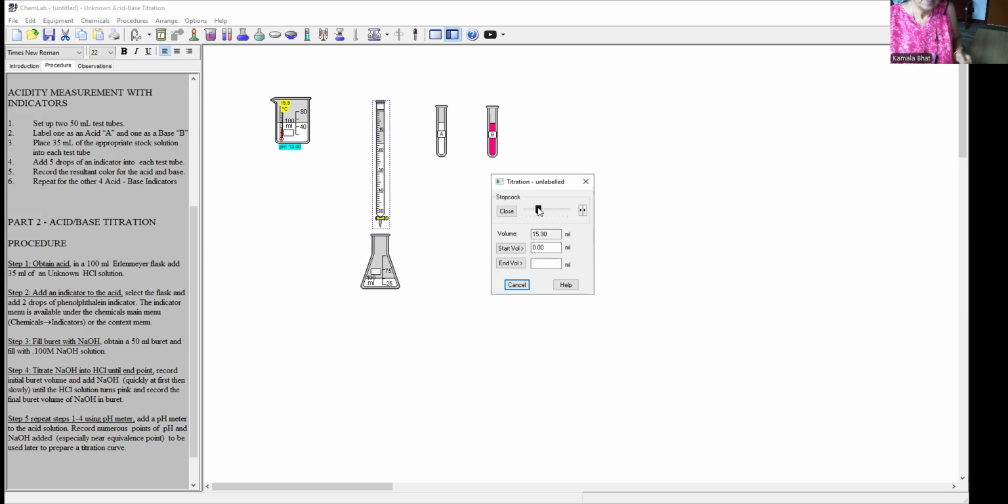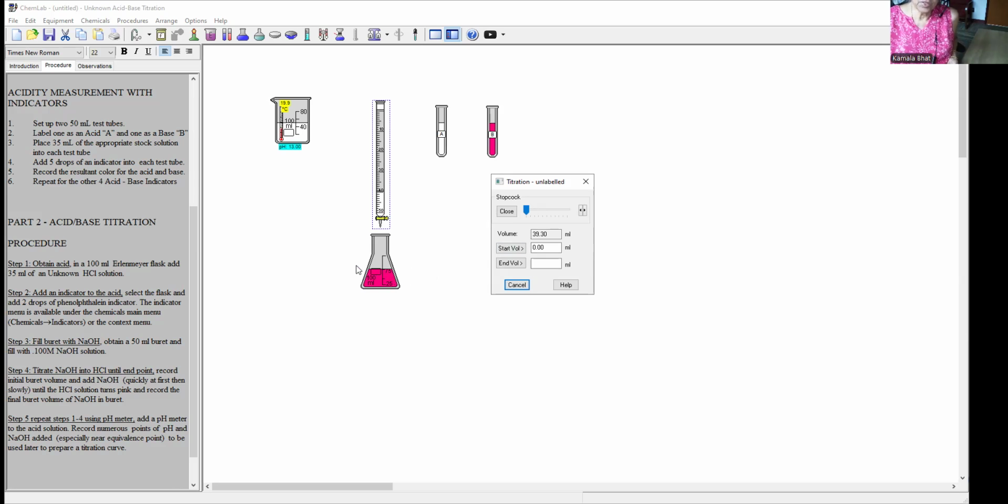And you can see that the solution is still clear. As soon as it turns, it's going on halving. You see the color change.